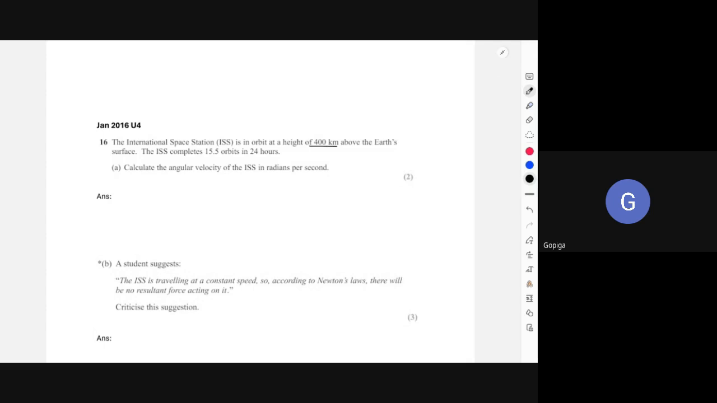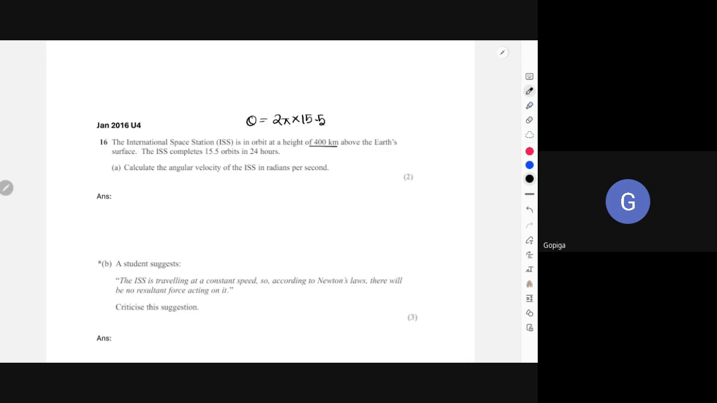I can easily calculate that. They have provided everything over here, that is basically time and the total angle, right? They are saying that it completes 15.5 orbits. So basically, theta is going to be 2 pi multiplied by 15.5.